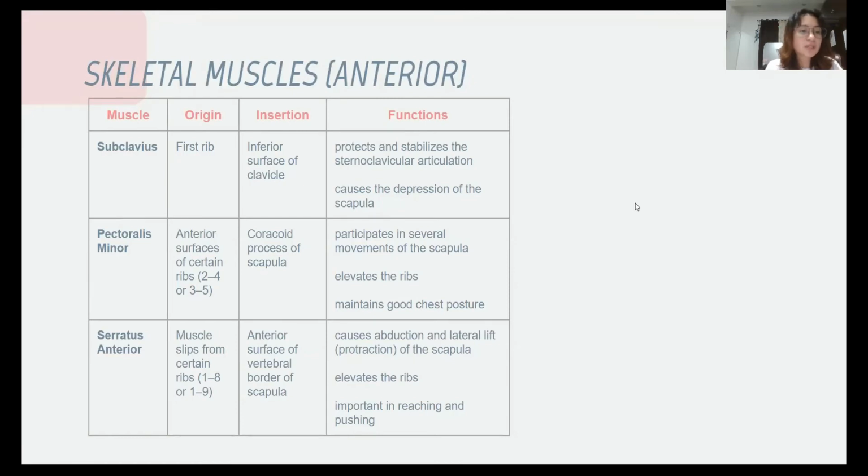The muscles of the shoulder girdle are classified based on their location on the trunk. There are 3 major muscles positioned at the anterior thorax, whereas there are also 3 major muscles positioned at the posterior thorax. The anterior muscles are namely subclavius, pectoralis minor, and serratus anterior. On the other hand, the posterior muscles are the levator scapulae, rhomboids, and trapezius.